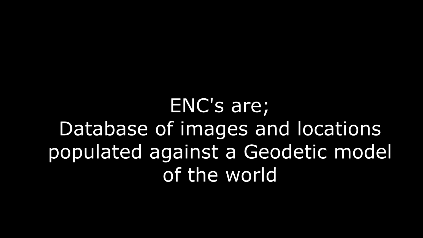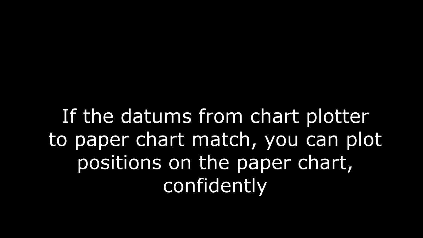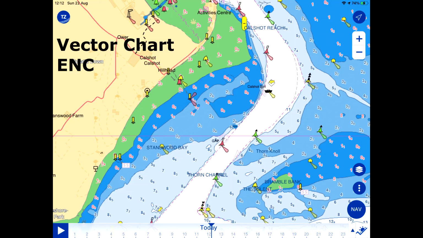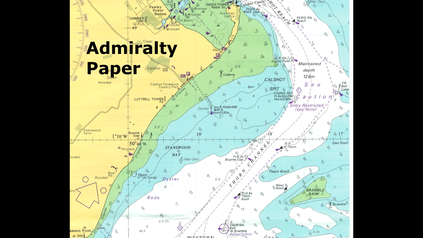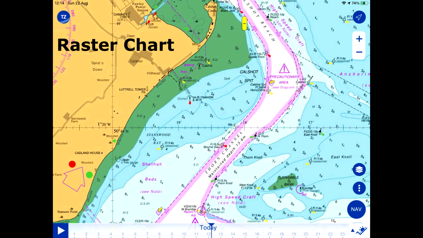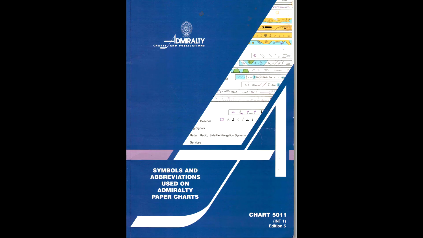There are various datums that they can match: Ordnance Survey Great Britain 1936, European Datum 1950, but the one which everyone is working towards is World Geodetic System 1984, WGS 84. And as long as the datum in your chart plotter matches that of your chart, you can place positions from the chart plotter onto the paper chart with confidence. ENCs do not have symbols that match exactly what you'll see on a paper chart or its electronic equivalent, the raster chart, which work to the standard of INT1 symbols, which you'll find in the Admiralty's Chart 5011, but they're very similar.